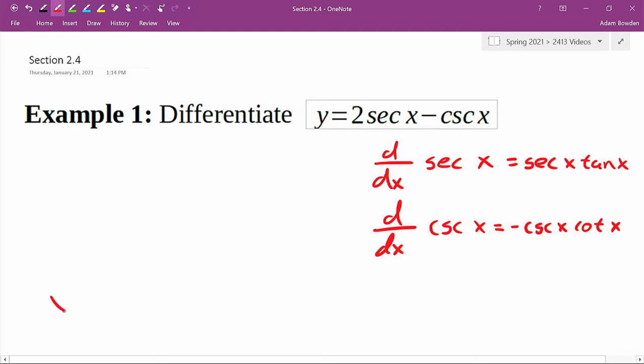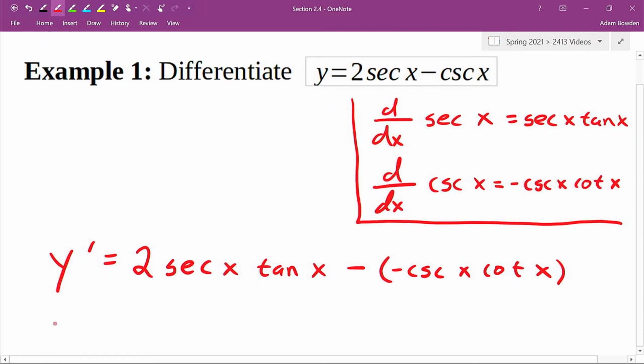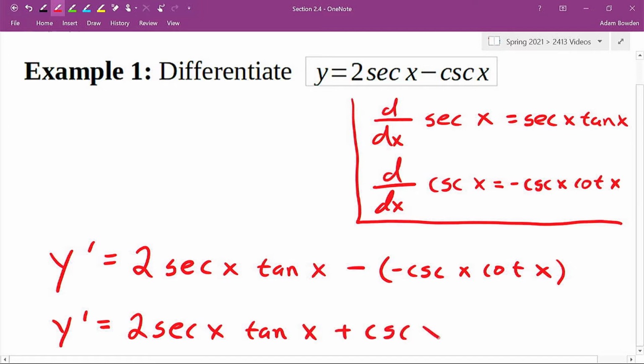So when we take y prime for this particular function, we'll start with the 2 secant x, and its derivative would be 2 secant x tangent x minus the derivative of the cosecant x. That would be, again, negative cosecant x cotangent x. And so not a whole lot of simplification here, just a matter of writing out what the derivatives are. We have the 2 secant x tangent x, and I'll just go ahead and write that as plus cosecant x cotangent x.